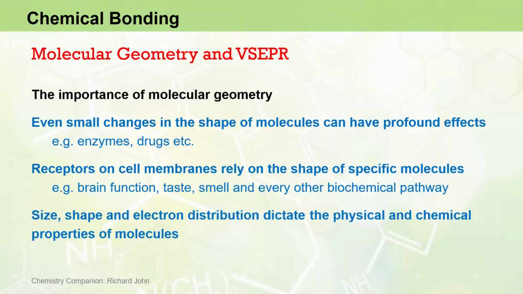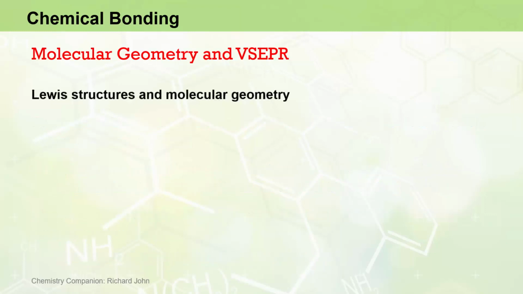And that's because it is the size, shape, and electron distribution within molecules that dictate all of their physical and chemical properties. So being able to predict molecular geometry is very important for chemists. Lewis structures can give us some good insights into electron distribution within molecules. And we're also going to use Lewis structures to help us determine the molecular geometry of molecules.